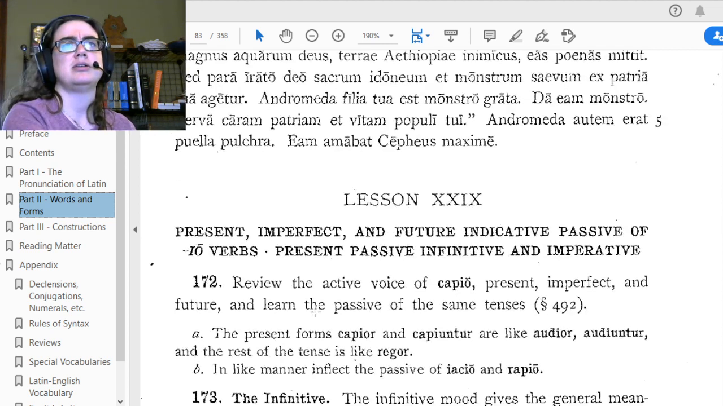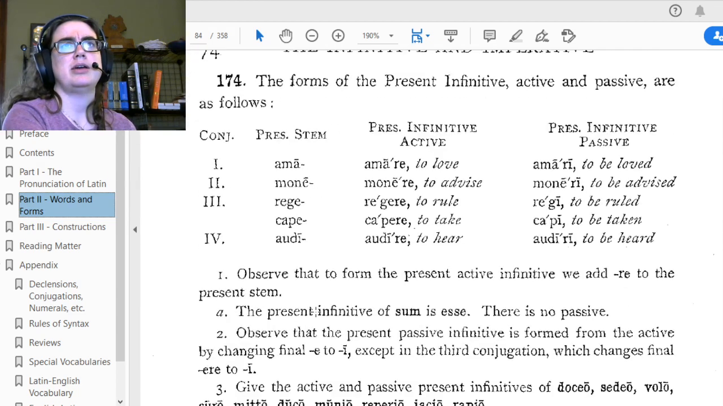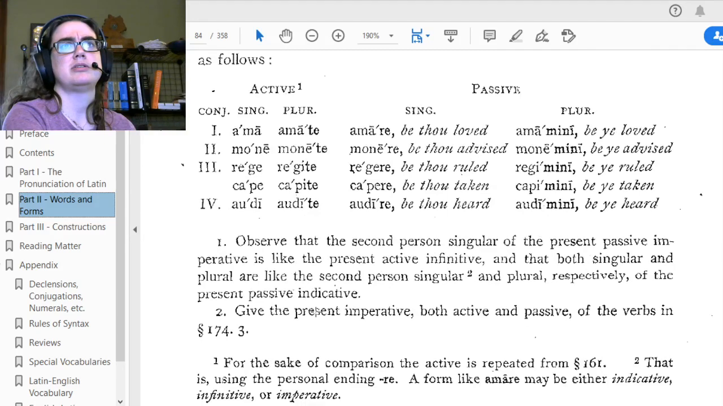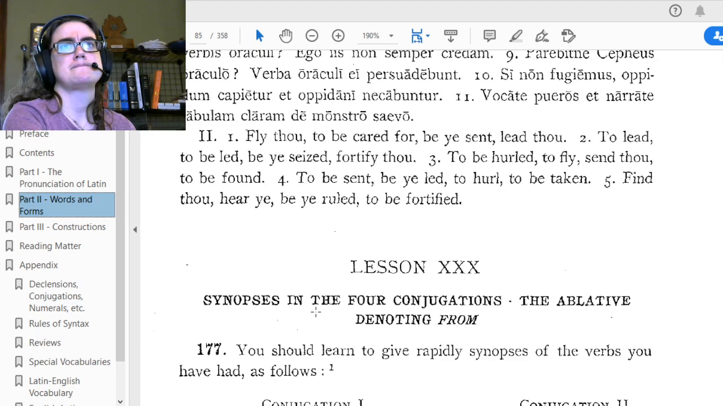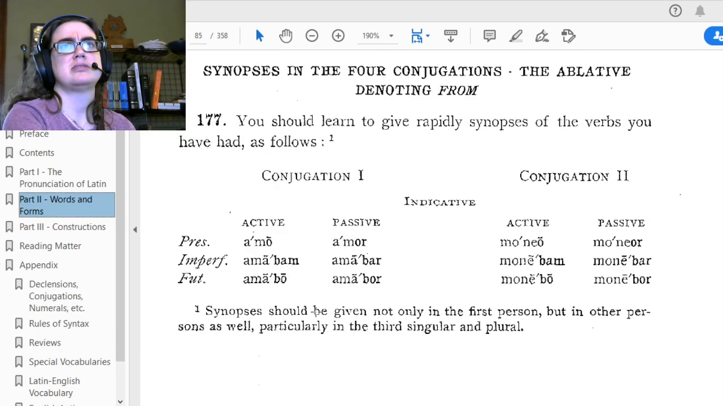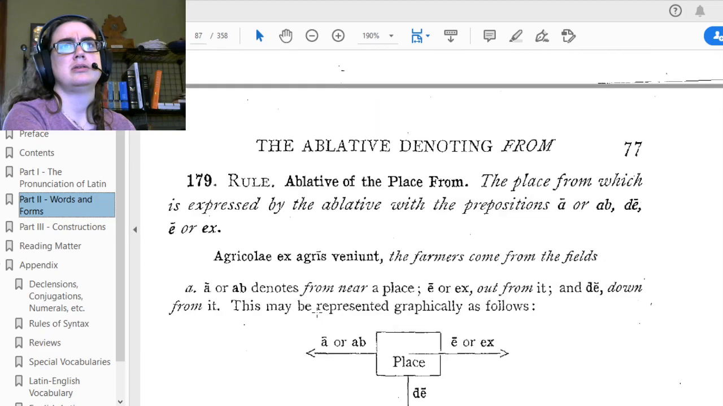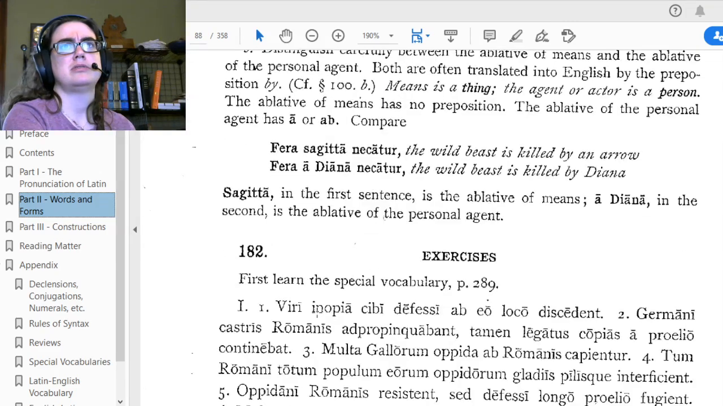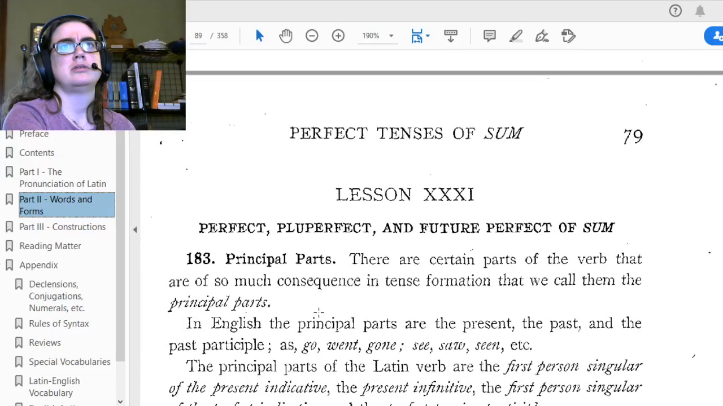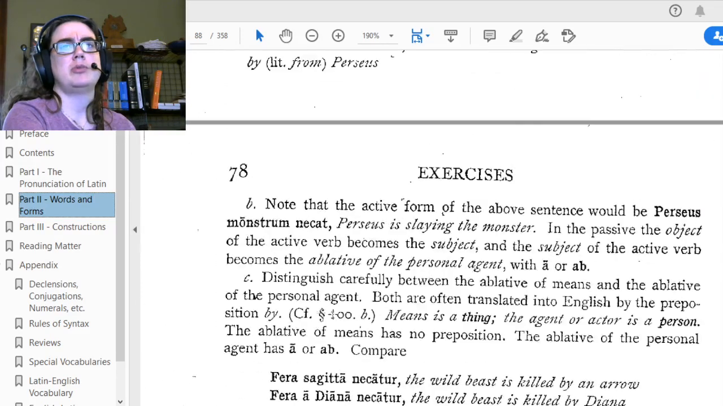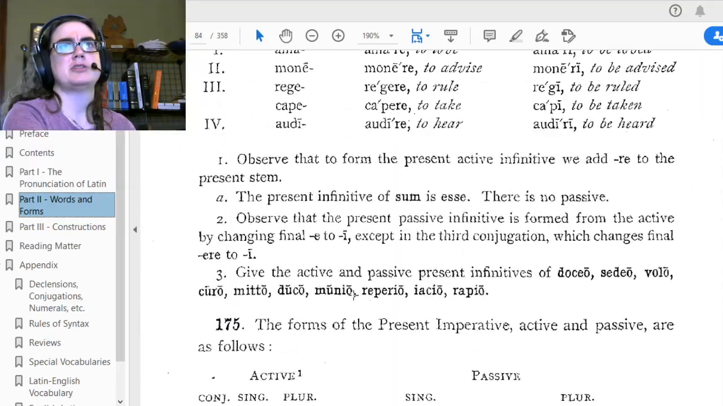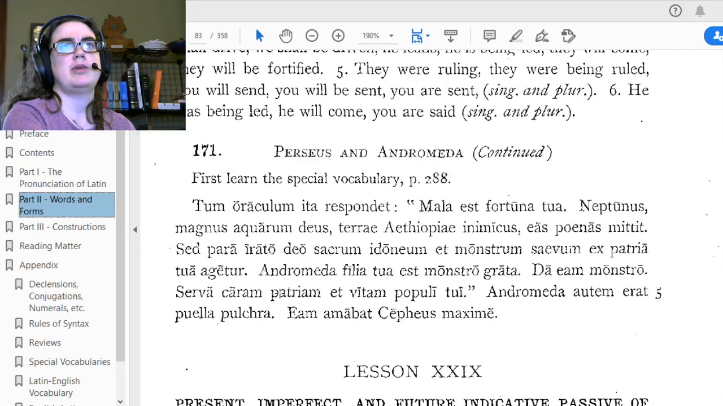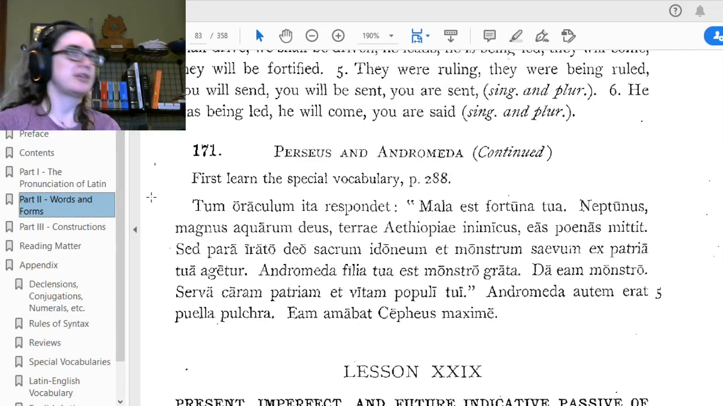This can't be the end. Let me just look ahead real quick. Infinitive, imperative, synopses, ablative. Oh, okay, you're really being weird like that. You're not getting the end of the story yet, everybody. I'm sorry. Apparently, we have to go through a bunch of chapters before we get to this. Anyway, we'll translate this much.